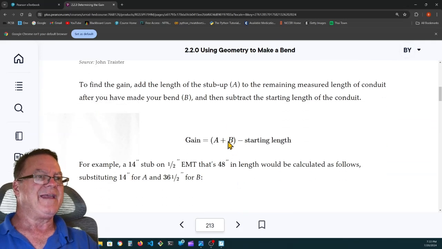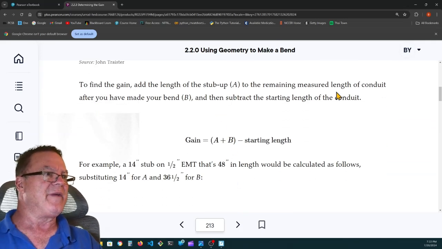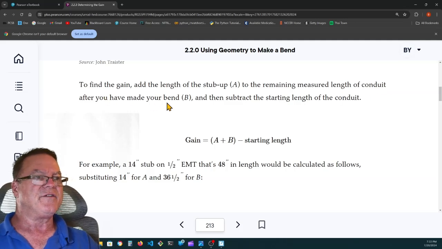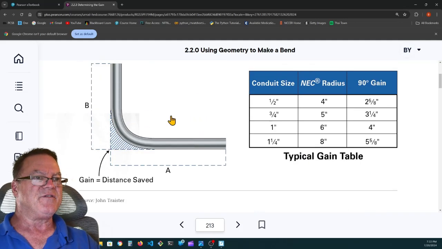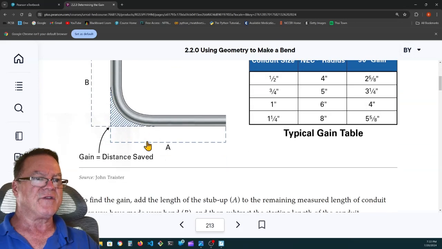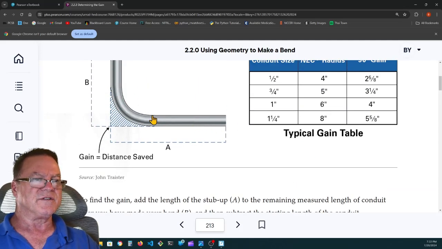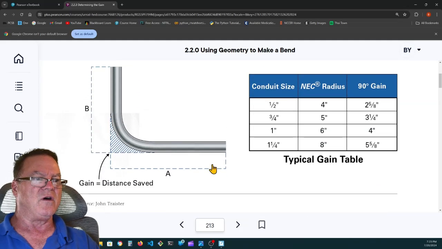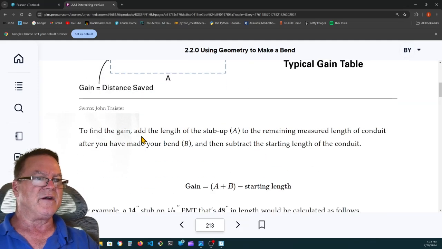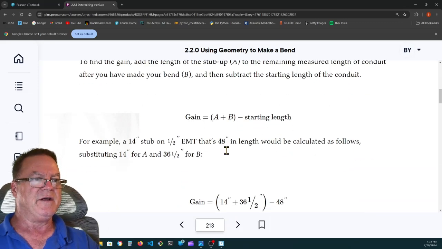To find the gain, add the length of stub up A to the remaining measured length of conduit after you've made the bend. So what they're saying is if you have a piece of conduit, you can measure that conduit. Let's say the conduit was exactly 36 inches, 3 feet long. It's a scrap piece, so it doesn't matter. You can put a 90-degree bend on that 36-inch piece, and then we'll add the two legs together.